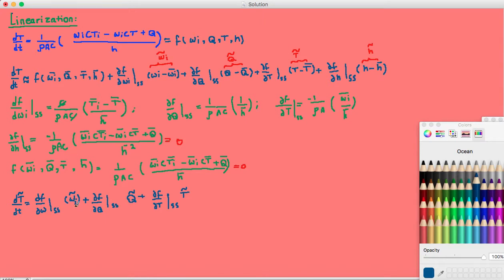The next step would be using the Laplace transform in order to get the transfer function, which we will explain in our next lecture. Thank you.